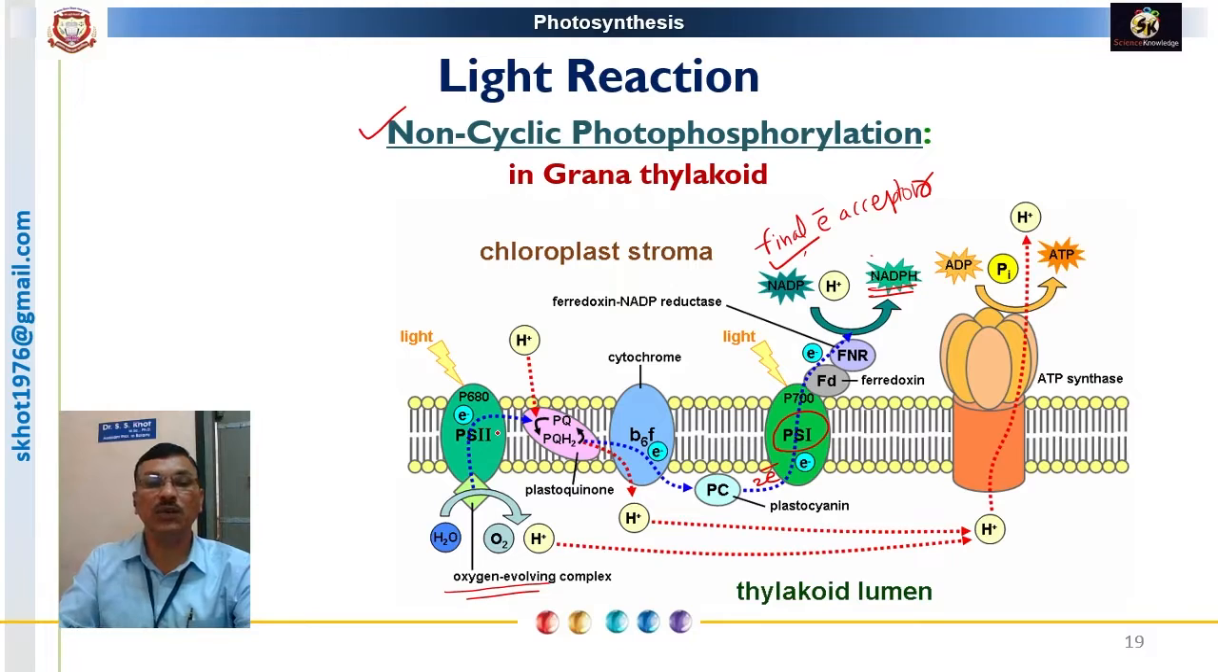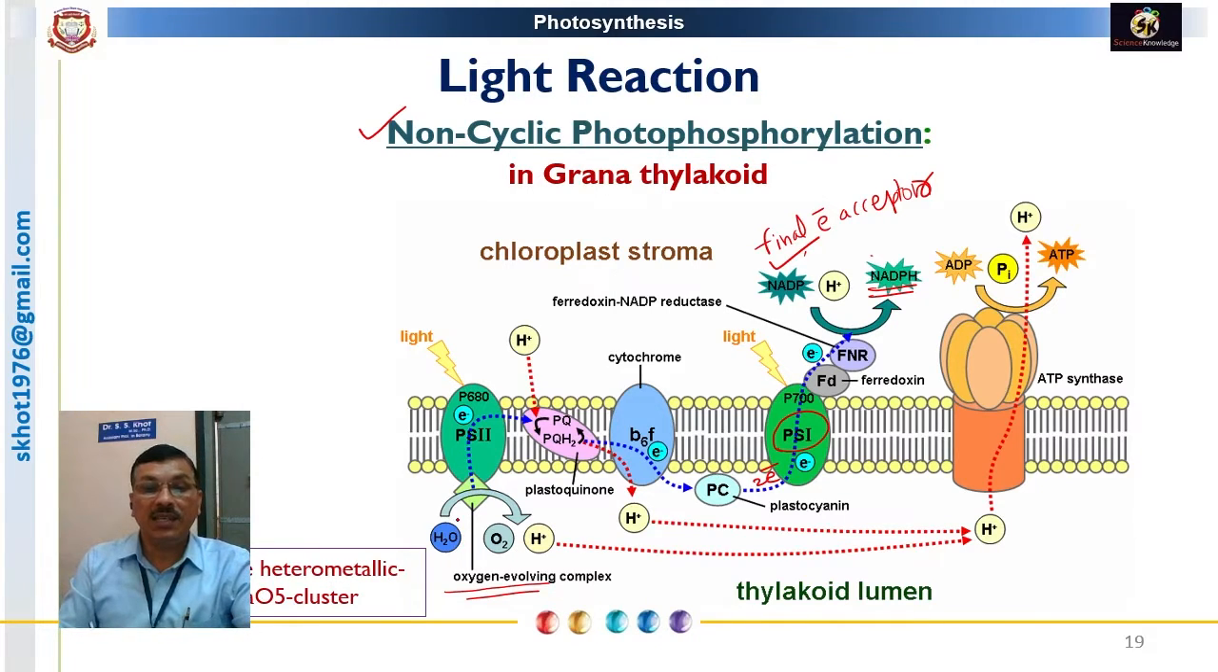The electrons needed for this process will come from the photolysis of water. This energy which is absorbed by photosystem 2 is also transferred to the water molecule, where the water molecule is split into H plus, electrons, plus oxygen.